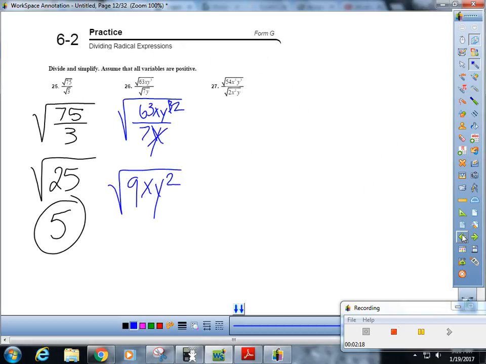Back to this one. Okay, so we're still on this one. Square root of 9 is 3. Square root of y squared is y. So our answer is 3y. And whatever you can't cancel, you just leave in there. Okay?